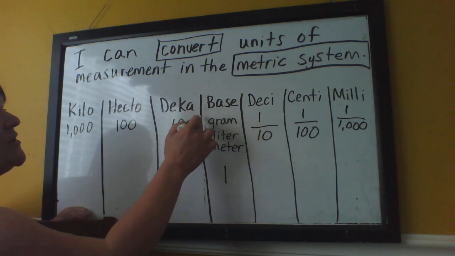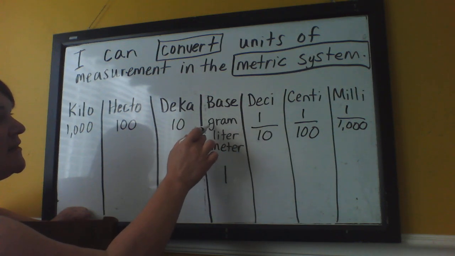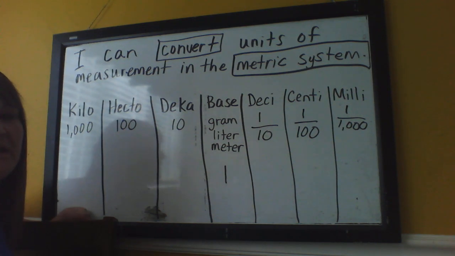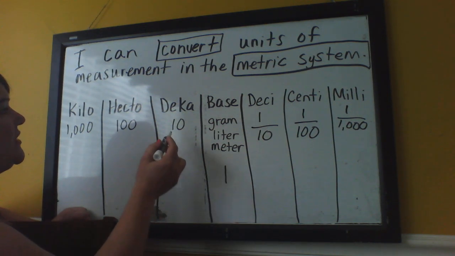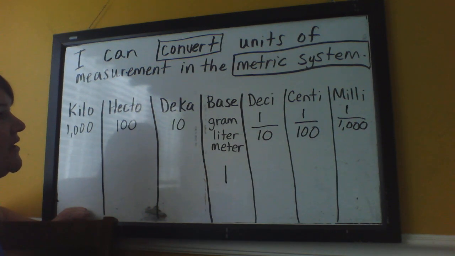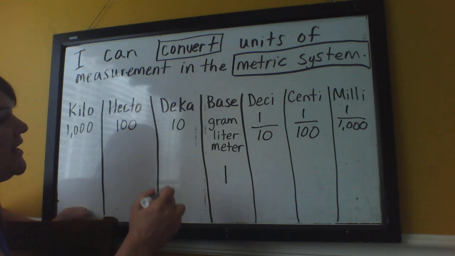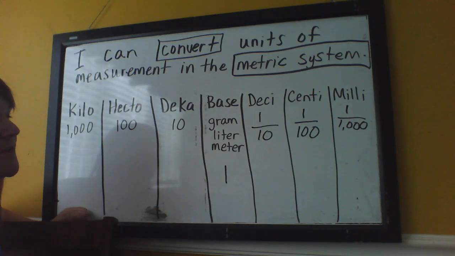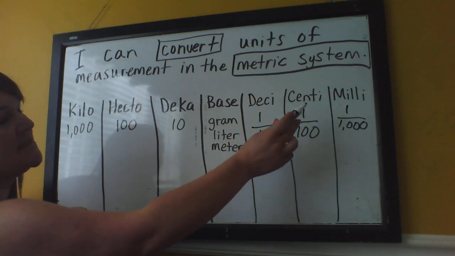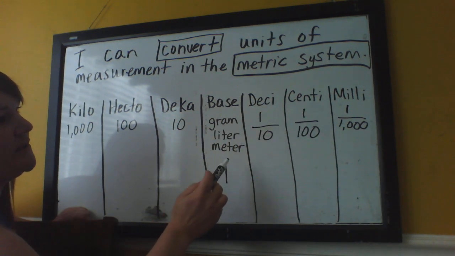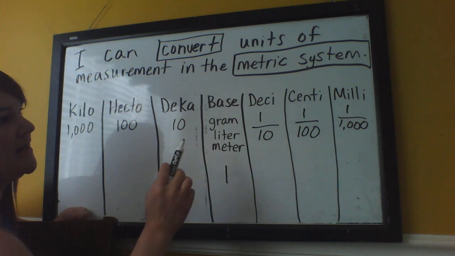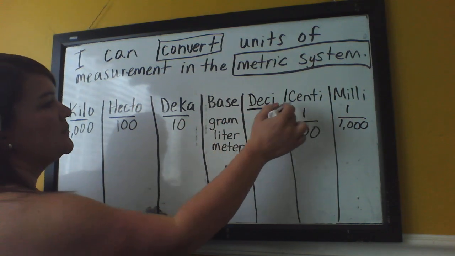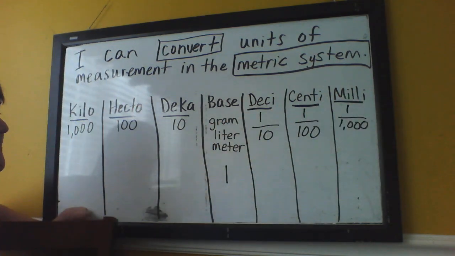So what you can do is you can take these words in the base, like let's say gram. Well, if I put the prefix kilo in front of gram, that would give me kilogram. I could put the prefix hecto in front of liter, and I can have hectoliter. I could put deca in front of meter, and that would make decameter. Same thing with deci, centi, and milli. I could have a decigram, I could have a centiliter, and I could have a millimeter. So these are just our prefixes that you will see at the beginning of the words.